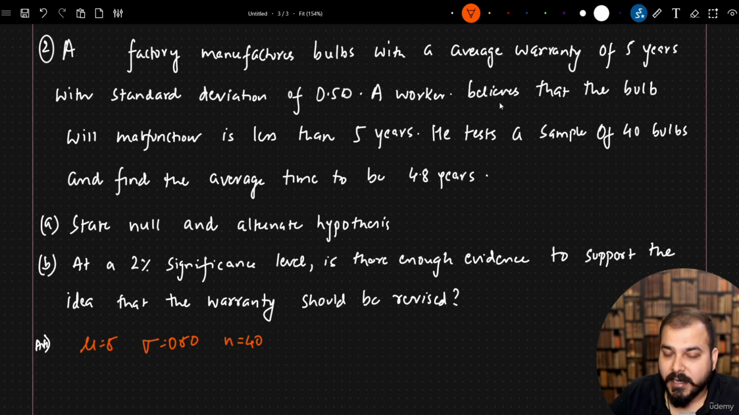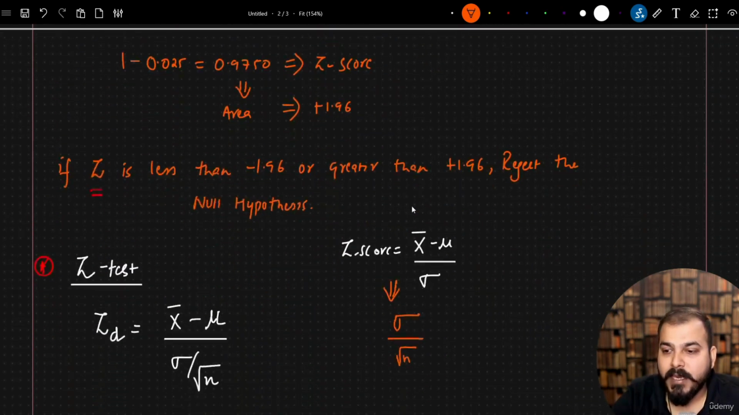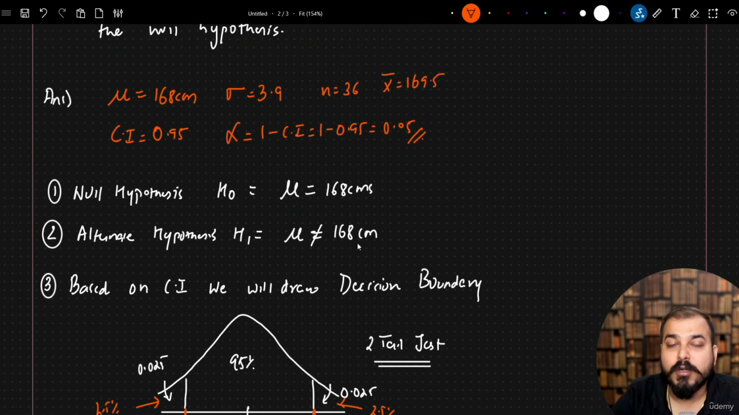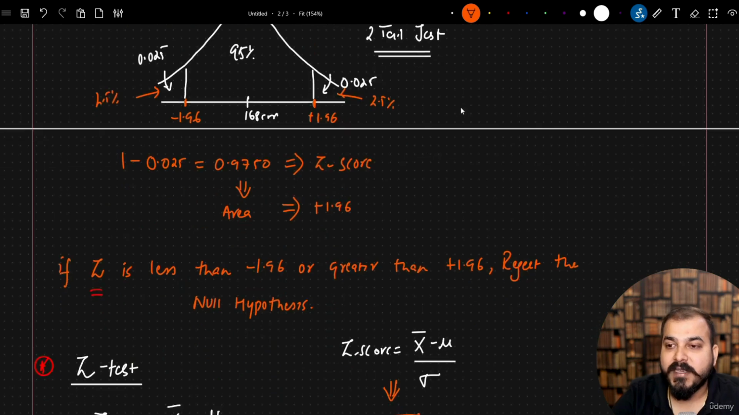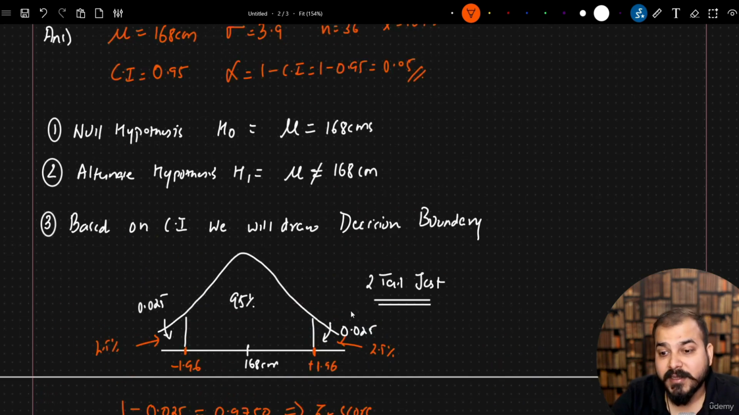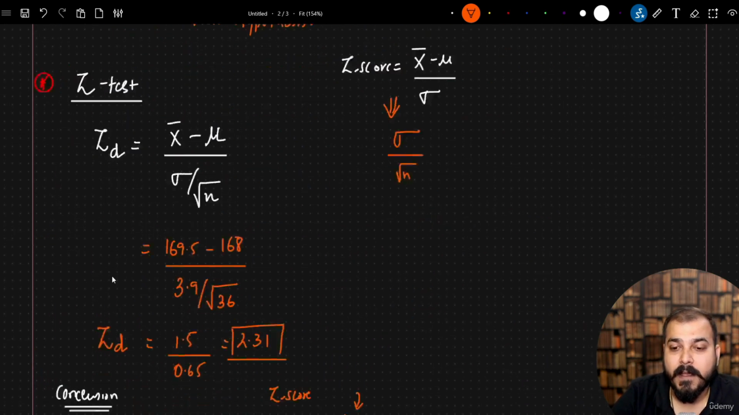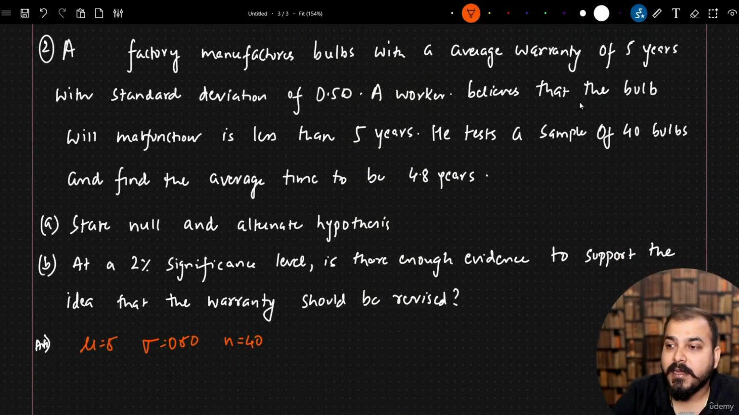A worker believes that the bulb will malfunction in less than 5 years. So it is basically saying less than 5 years. It is not saying not equal to 5 years. In the previous problem, my alternate hypothesis was that the mean is not equal to 168 centimeters. That is the test the doctor was doing, so we called it a two-tail test because my mean can be greater than 168 and it can also be less than 168. But in this scenario, the bulb will malfunction in less than 5 years.